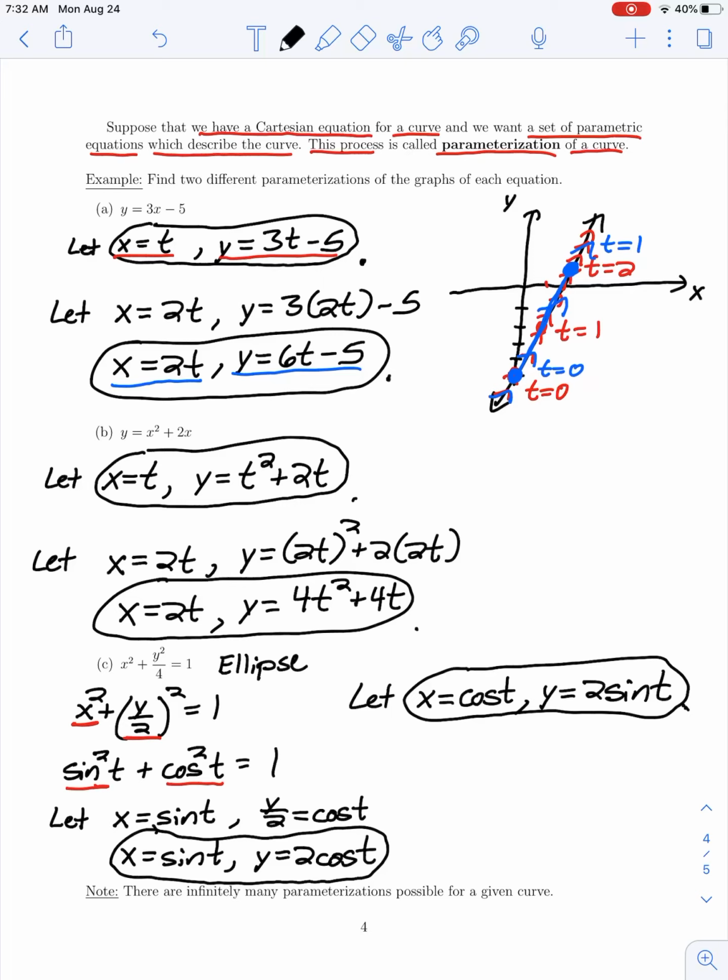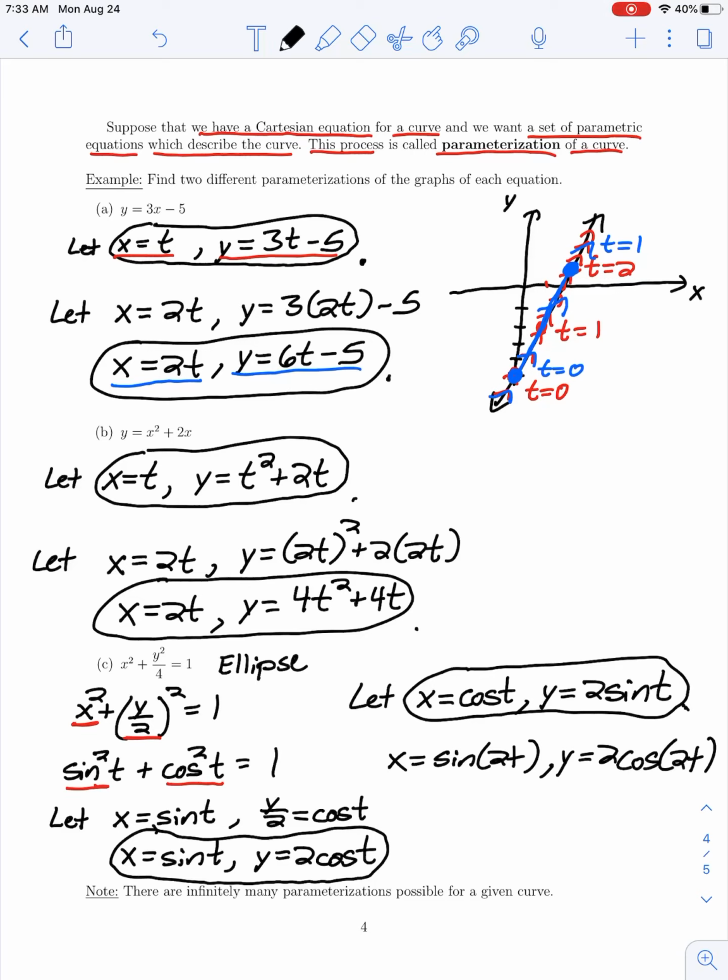Or, of course, there's alternative choices here. We could let x be, for instance, sine of 2t, and y be 2 cosine of 2t. So even if we change the argument of sine or cosine, say from t to 2t, the sum of the squares would still be 1.